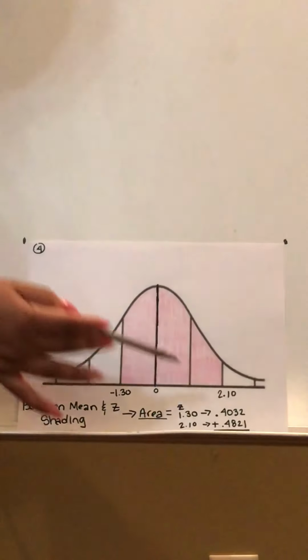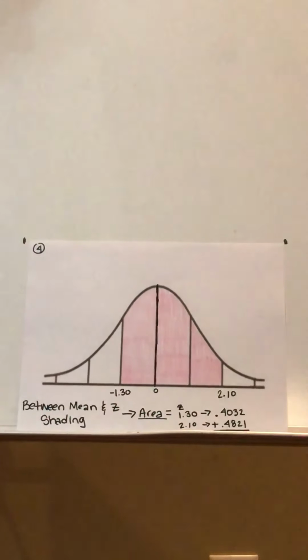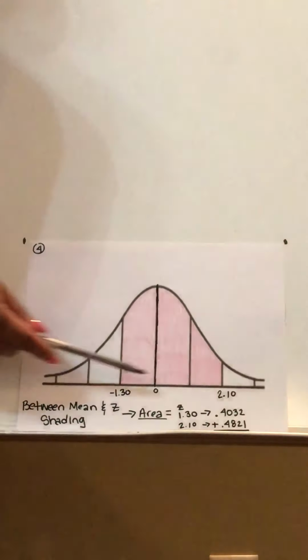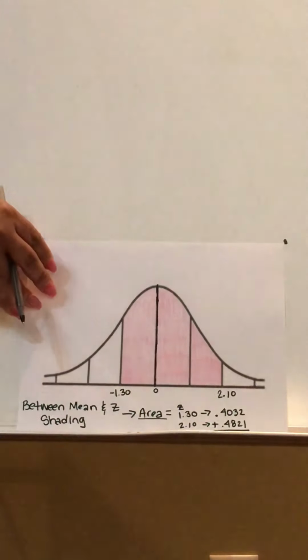You're going to take both portions and you're going to add them together. That would give us a total area of 0.8853. And I want to show you an example that they do not have to be proportionally the same distance from the middle. Okay?